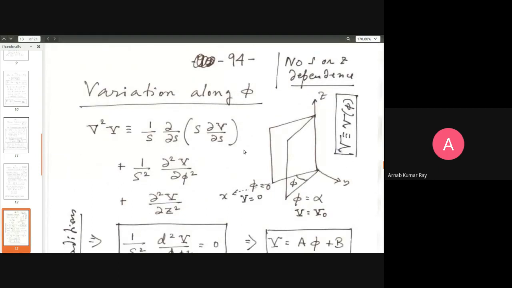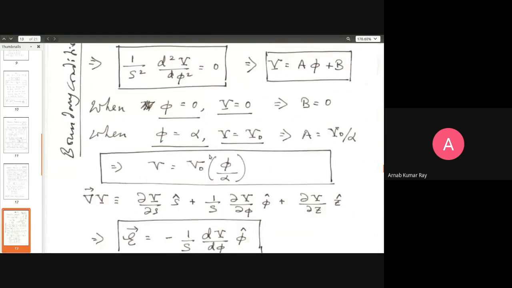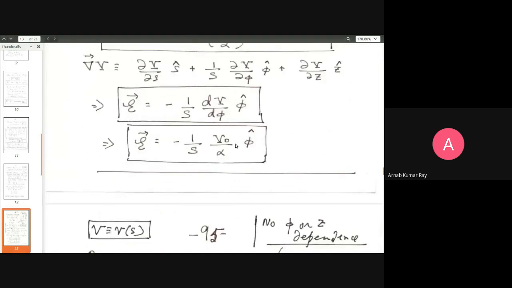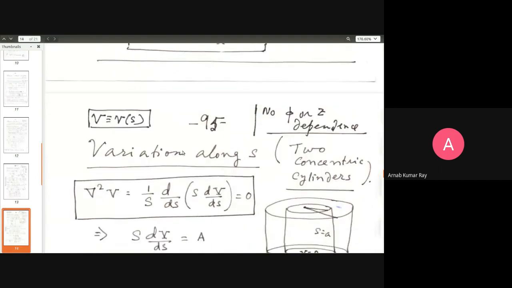Only on one variable. Once again, I'm stressing. Otherwise, somebody might take it into his head to solve Laplace's equation as V depends on s, phi, and z, all three variables simultaneously. That will be, as I said, a considerable mathematical challenge, but not really needed for our present purposes. Okay, so the last thing that is left to take up now in the cylindrical coordinate system is the variation along the s direction. Let us see.